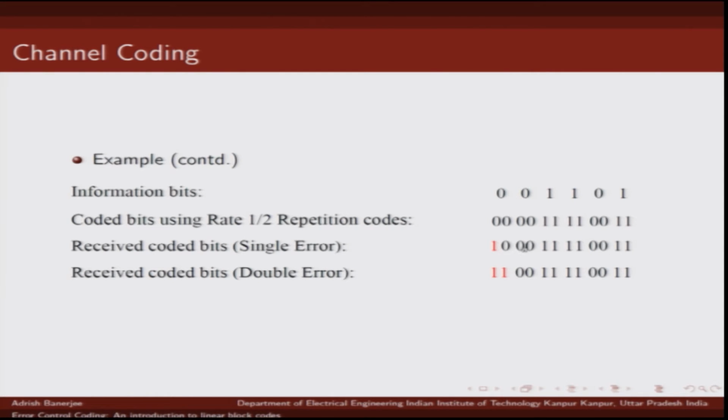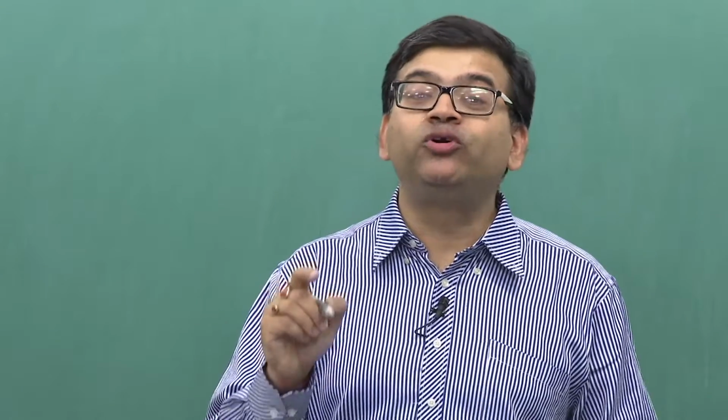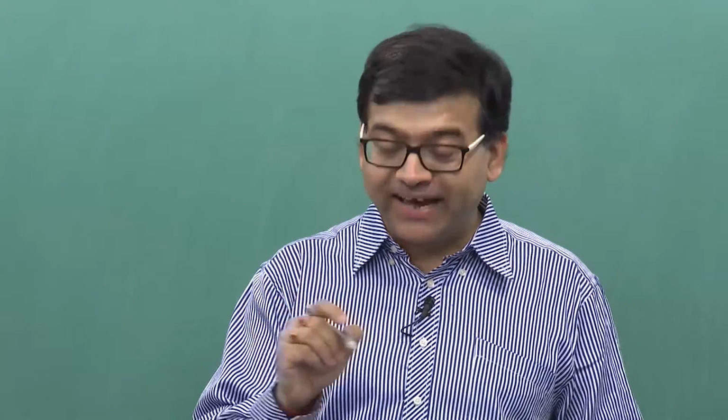0 0, this will be decoded as 0, 1 1, this will be decoded as 1, 1 1, this will be decoded as 1, there is no ambiguity, 0 0, this will be decoded as 0, again there is no ambiguity, and 1 1, this will be decoded as 1. So, we can see that using one additional redundant bit, we are able to detect a single error.